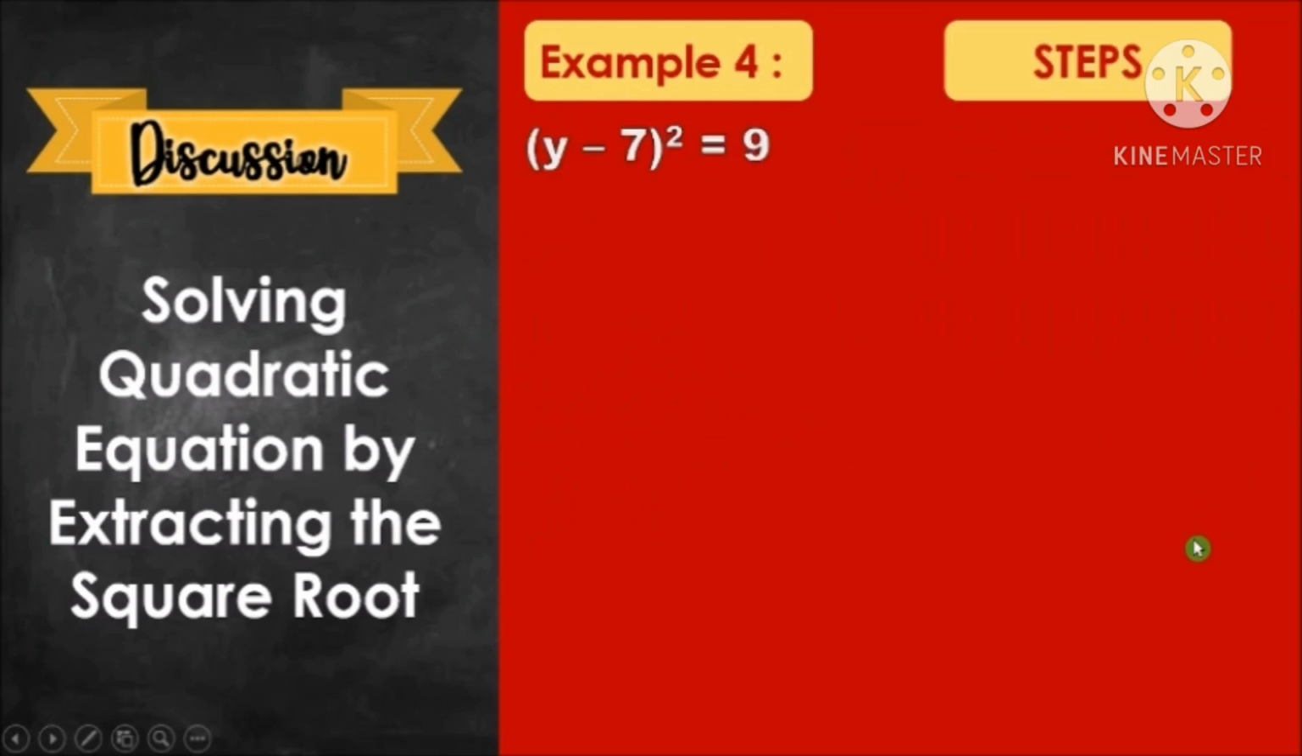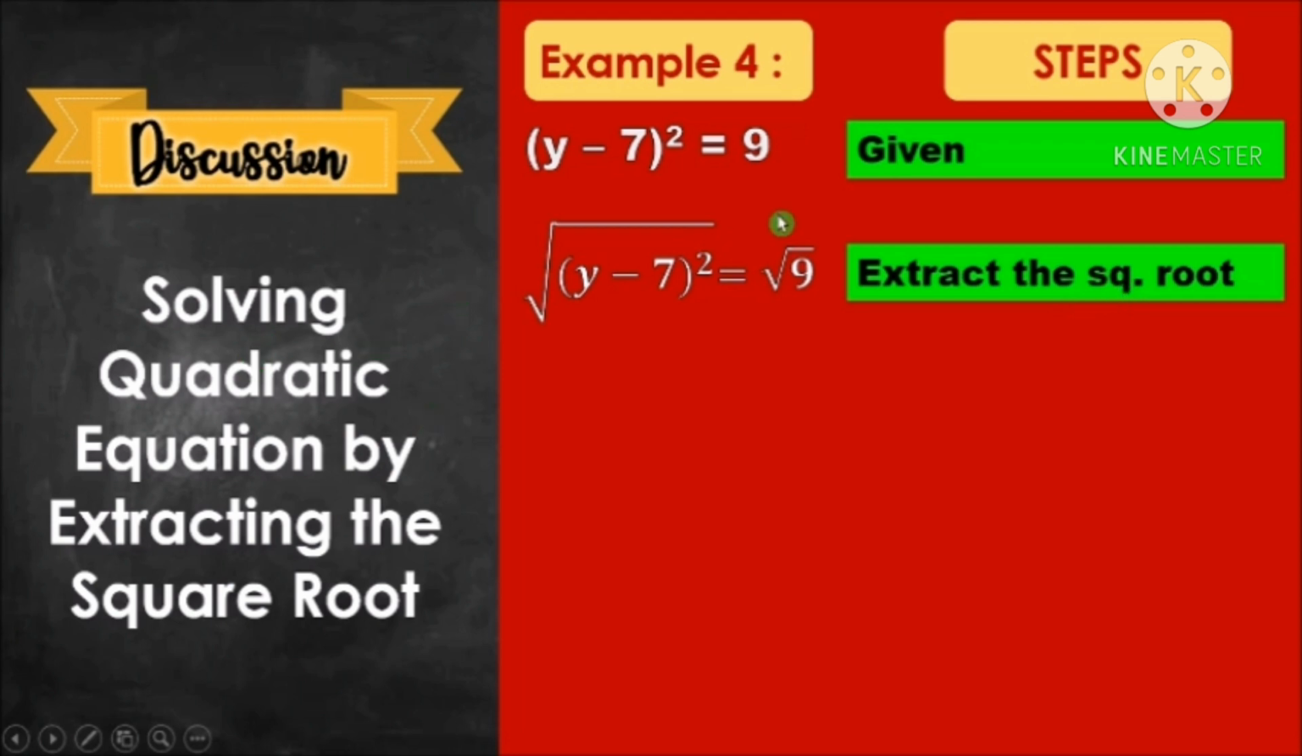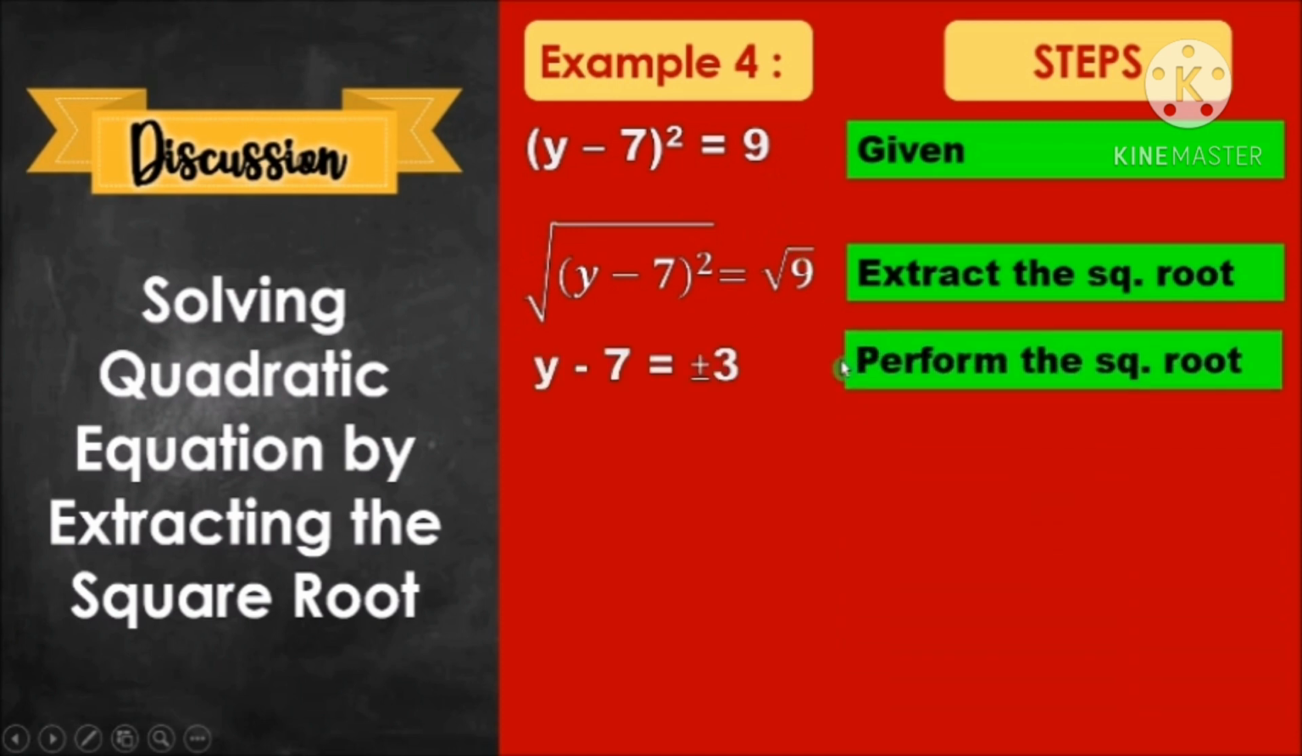For example number 4, (y - 7)^2 = 9. That will serve as our given. So, ang una natin gagawin is to extract the square root directly by putting square root sign on both sides. So, lagay natin ang radical sign na square root sa both sides at i-perform natin ang square root.